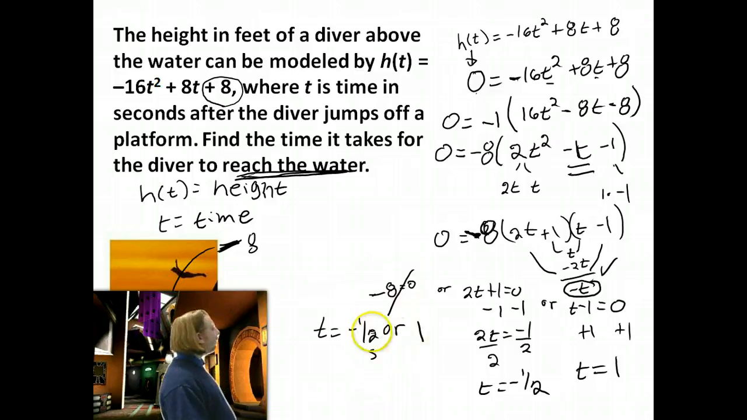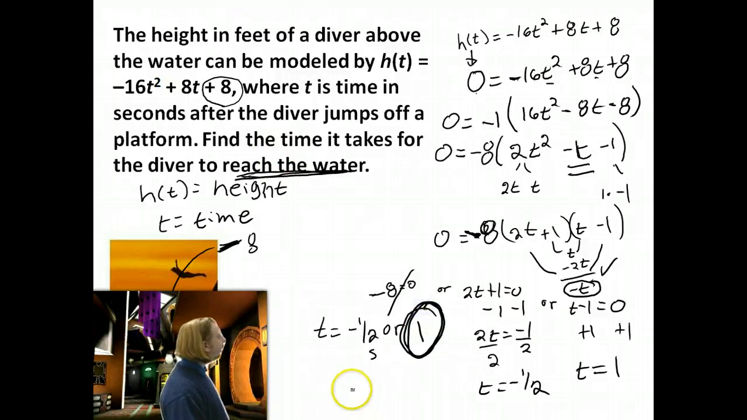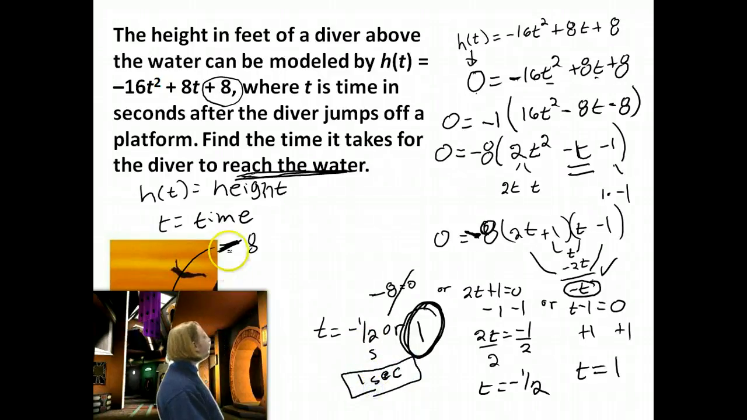Does it make sense to have a negative answer to a question like this? No. So generally speaking, you want to look at your answers and say, what makes sense for the story? He's got 1 second in the air before he hits the water, or at least according to this particular problem. Now, he's only jumping off a cliff that's 8 feet high. He's not exactly doing a huge cliff dive here. But it is what it is.